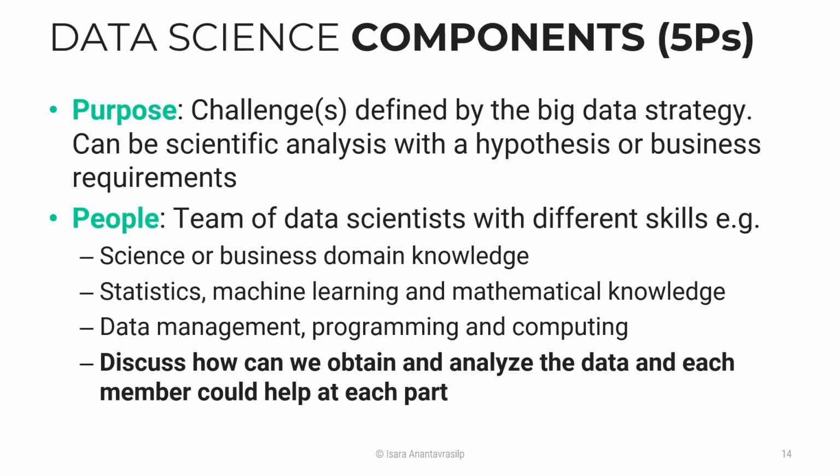There are 5 main components in your data analytics campaign, and they all begin with P's. That's why we call them the 5 P's. First, purpose. Challenges defined by the big data strategy can be specific analyses and hypotheses of business requirements. So basically, you need to know what you're going to do and why you're going to do it. Next P is people, a team of data scientists with different kinds of skills, for example science or business domain knowledge, statistics, mathematics, machine learning, and maybe artificial intelligence knowledge. And you need skills in data management, programming, and computing to manipulate your data.